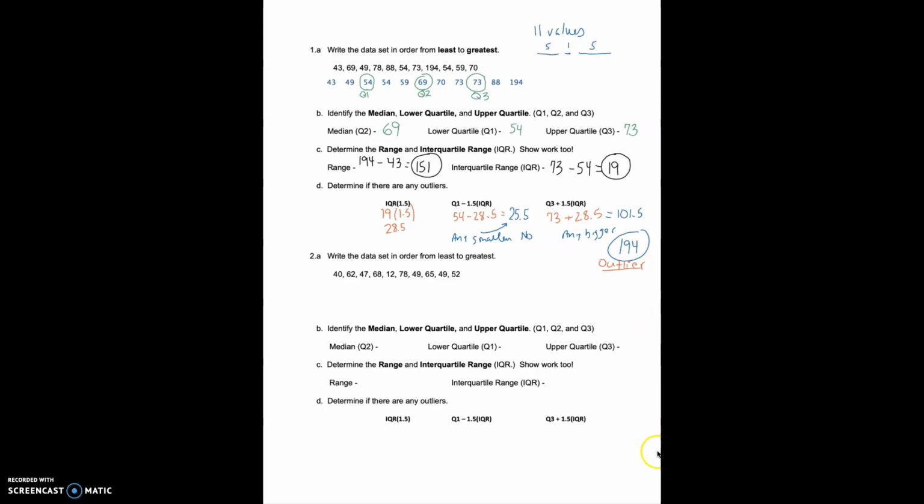So I'm going to stop this video. I'd like you to try to write number 2 in order from least to greatest and see if you can figure out what the median is, the lower quartile, the upper quartile. You can definitely figure out the range. But if you're a little shaky on finding your upper and lower quartiles, just wait and check it with the next video before you continue on. All right? So go ahead, start doing number 2 before you start video number 2.